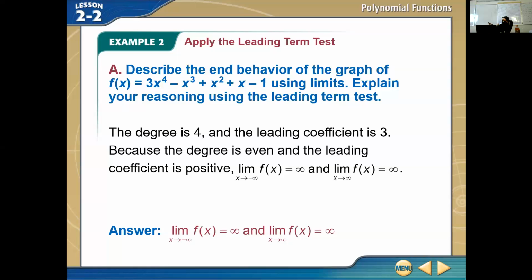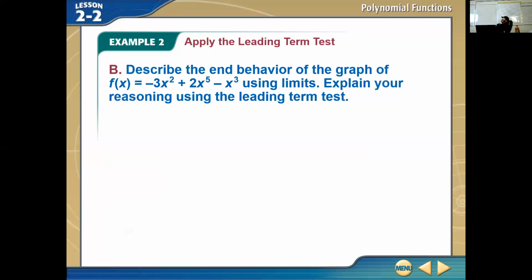So the limit of f of x, that would be the answer when they're asking for us to describe the end behavior. Once again, it's coming straight from those properties that were in that chart. So describe the end behavior of the graph of f of x, which is equal to negative 3x squared plus 2x to the 5th minus x cubed using limits. Explain your reasoning using the leading term test.